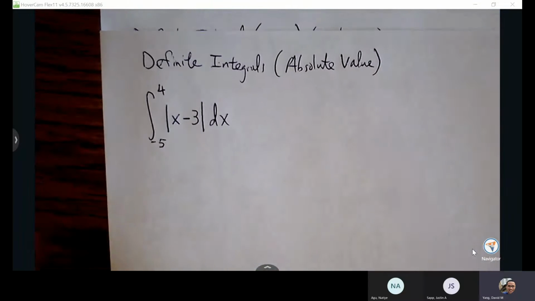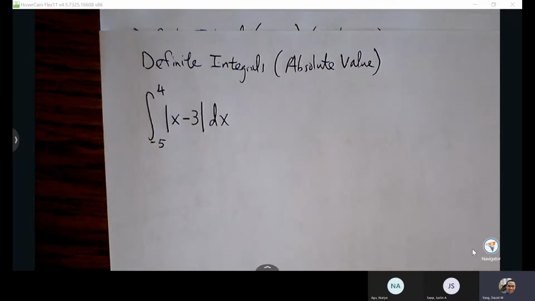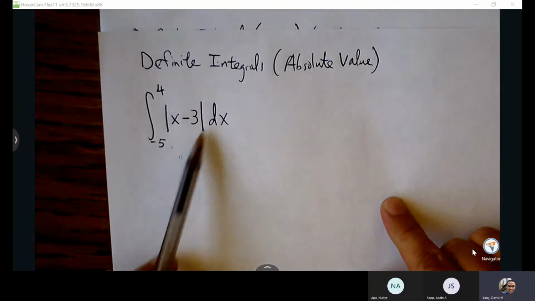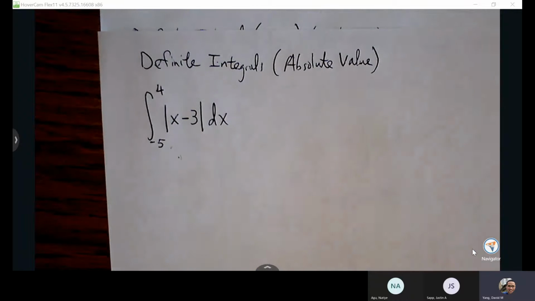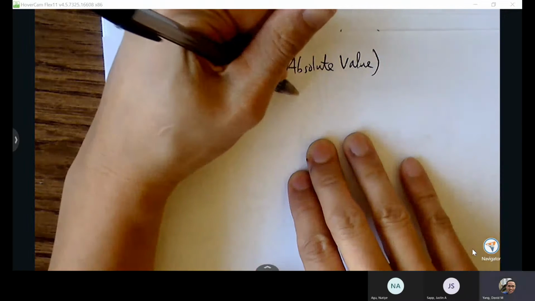Okay, absolute value of x minus 3 from -5 to 4. We're not going to do power rule. We're going to sketch the graph and create the picture for us. Okay, so let's draw this graph first. We know we're dealing with the region underneath, between the x-axis and this absolute value function graph. What does absolute value of x minus 3 look like?